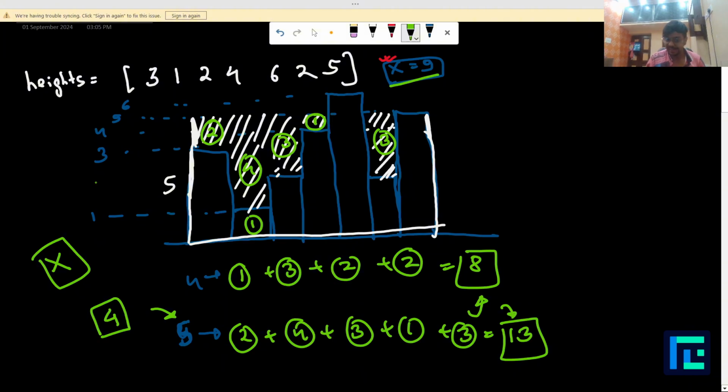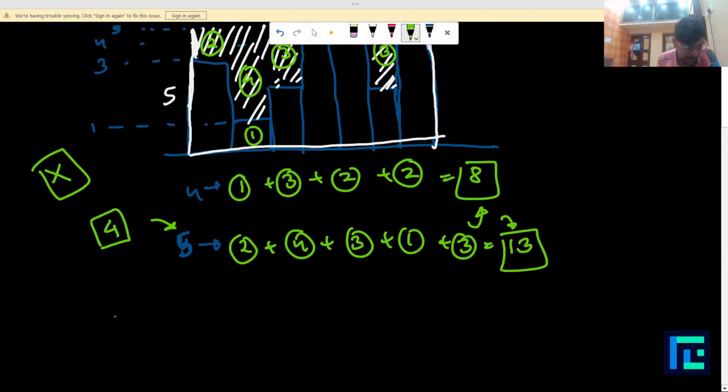The question says: tell me what is the maximum height of the tank that you can keep. So this is actually what the question is. I hope all of you understood the question. Now, before starting the intuition and understanding how we can solve this question, let's look at the expected time complexity of this problem.